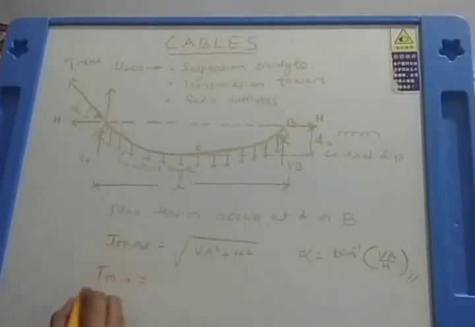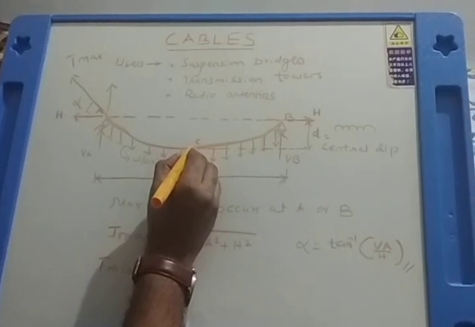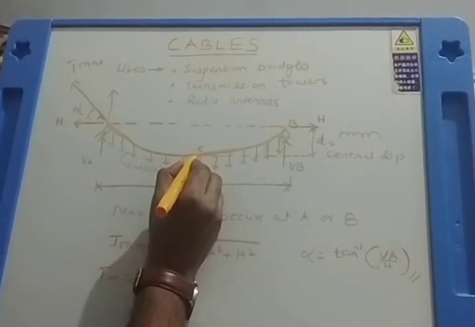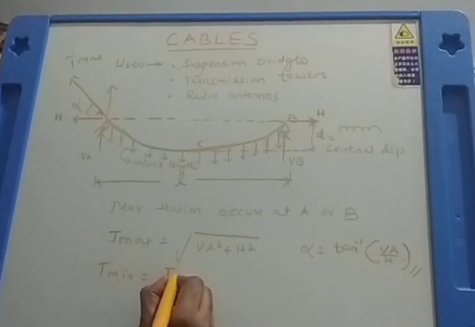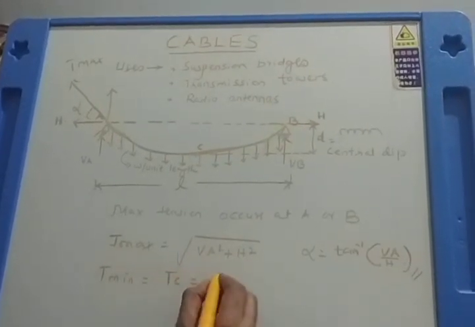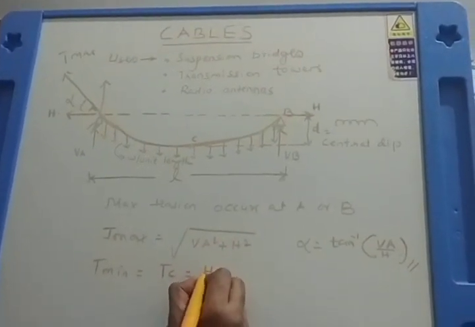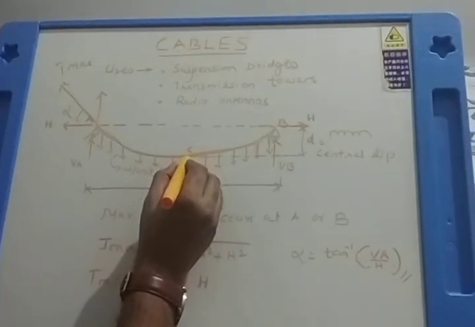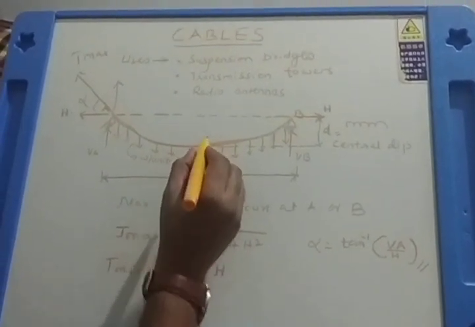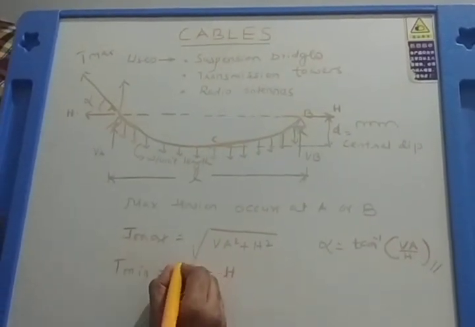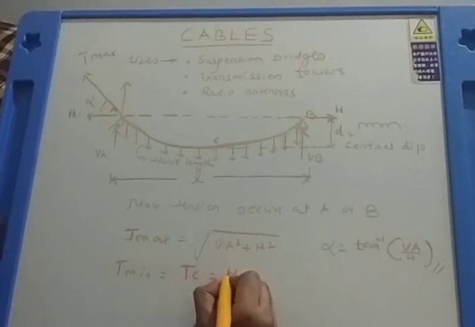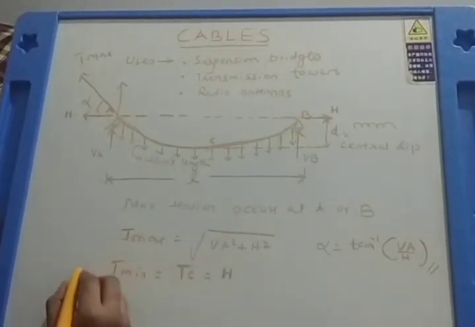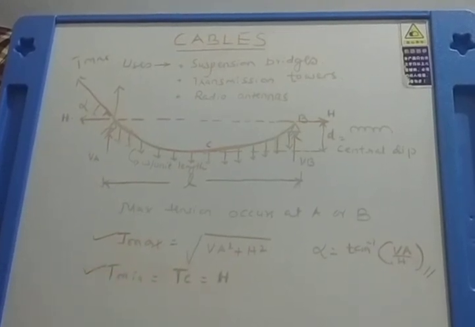Now minimum tension, T minimum, occurs at the lowest point where the slope of the cable is 0. So T minimum is always at C, TC, which is equal to only the horizontal pull, because there will not be reaction, there will not be shear at C. At C the shear will be 0. So T minimum or TC is the horizontal pull. So this is how you can find T max and T minimum.